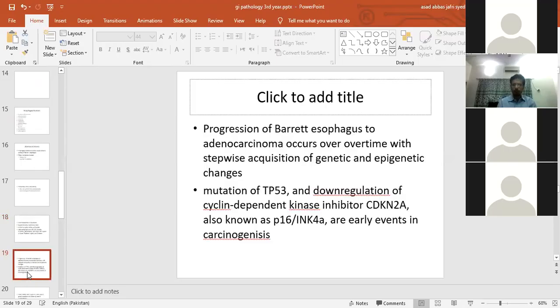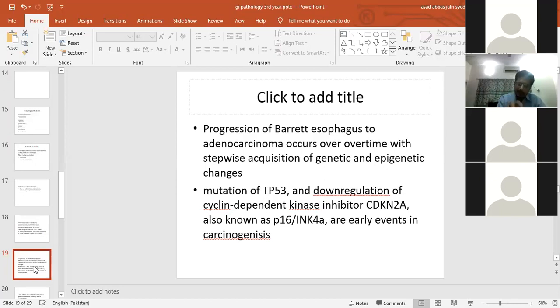Okay. Progression of Barrett's esophagus to adenocarcinoma occurs over time with stepwise acquisition of genetic and epigenetic changes. So generally the morphological progression is intestinal metaplasia, followed by low-grade dysplasia, then high-grade dysplasia, and ultimately adenocarcinoma. Molecularly, there are mutations of the p53 gene, which is the tumor suppressor gene, followed by downregulation of cyclin-dependent kinase inhibitor CDKN2A, which is also known as P16. And you will see this P16 again. It's one of those genes which is frequently associated with a lot of tumors at other sites also.